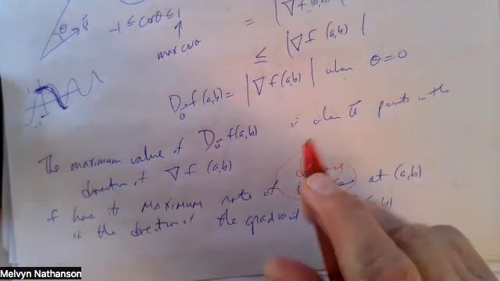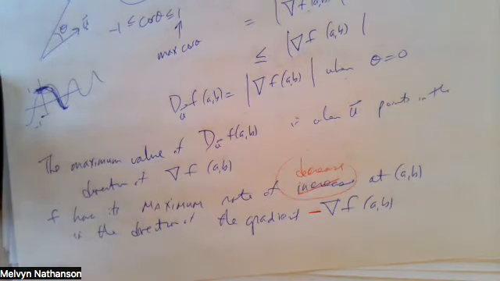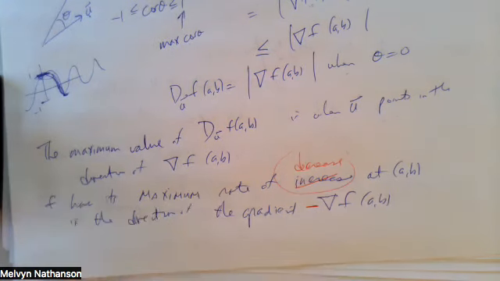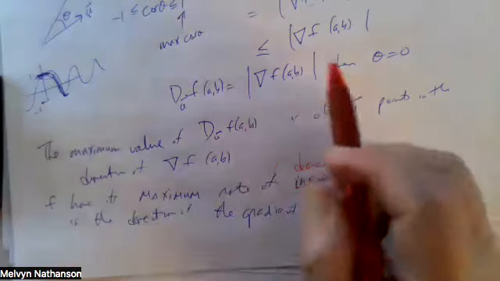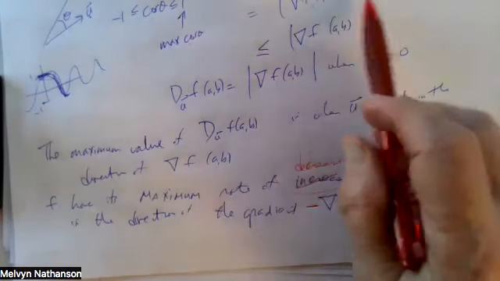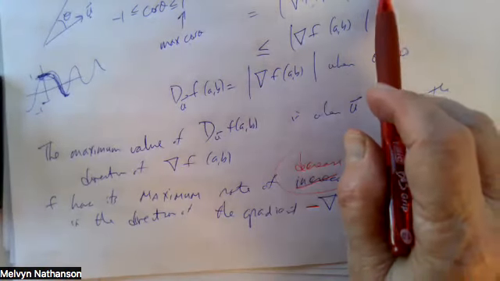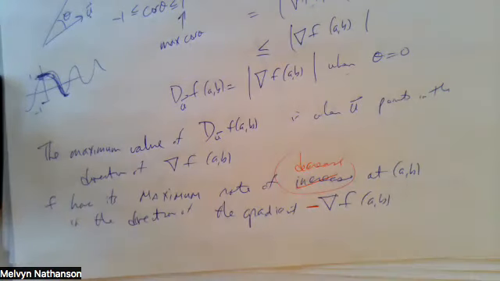Right? So if you want to know in what direction a function is increasing most rapidly at a point, it increases most rapidly in the direction of the gradient. And when is the directional derivative 0? The directional derivative is 0 when cosine of theta is 0. That means theta is pi over 2.